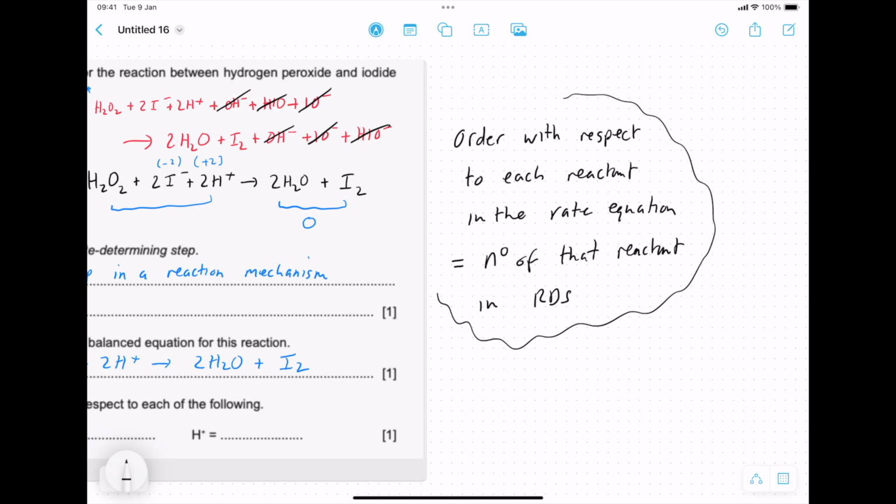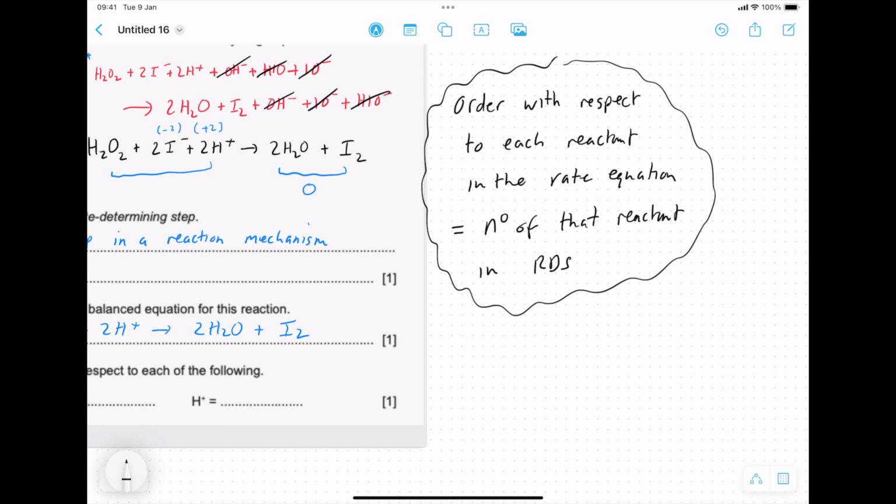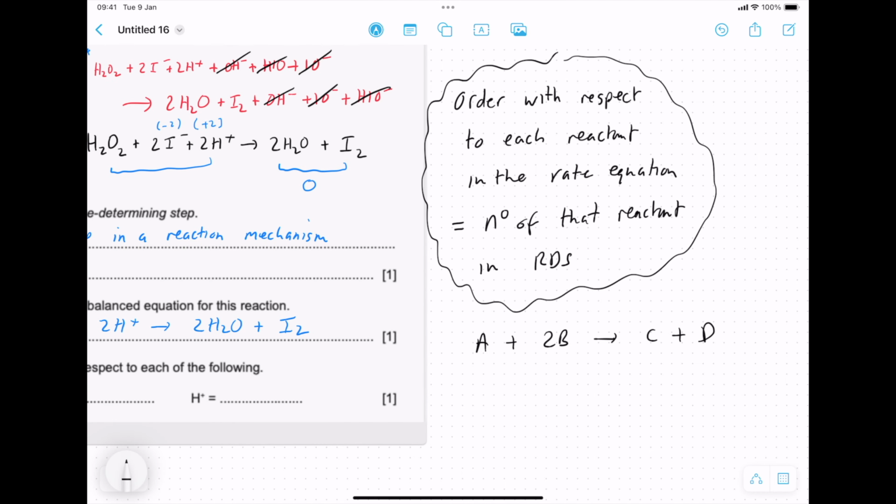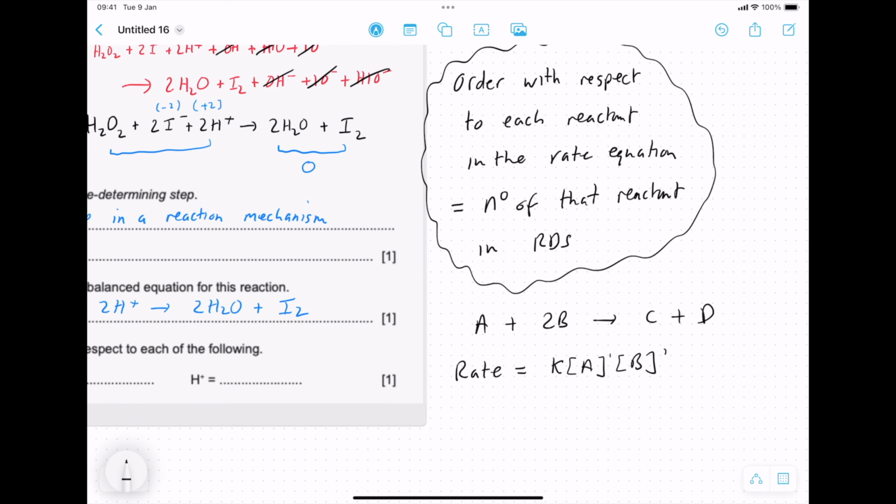So let's make an example up before we return to this final part of the question, just to make sure you've fully understood this. Let's just say we've got an equation where we've got A plus 2B produces C and D. And we've experimentally determined that the rate equation is rate equals K, A to the 1, B to the 1. So they're both order 1. That means that in the rate determining step, there will be one lot of A reacting with one lot of B, because the order with respect to A is 1 and the order with respect to B is 1.